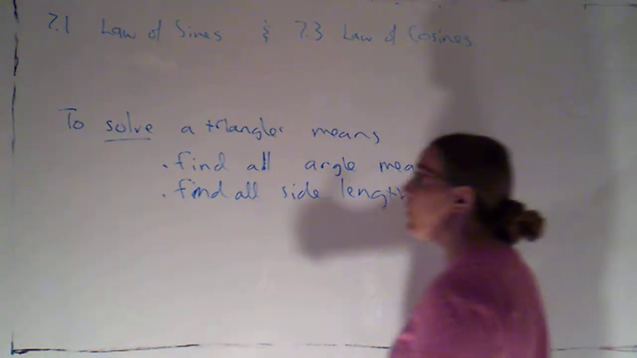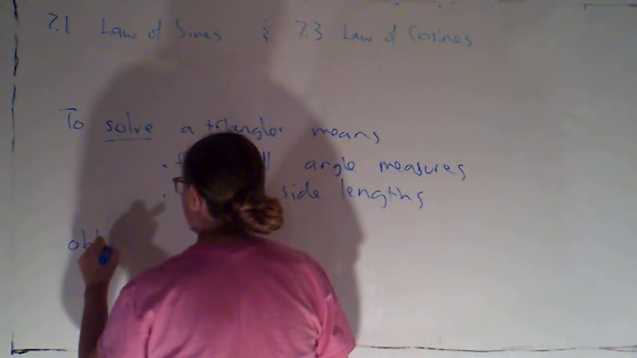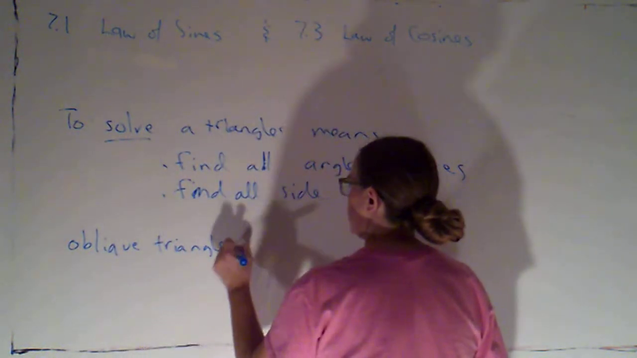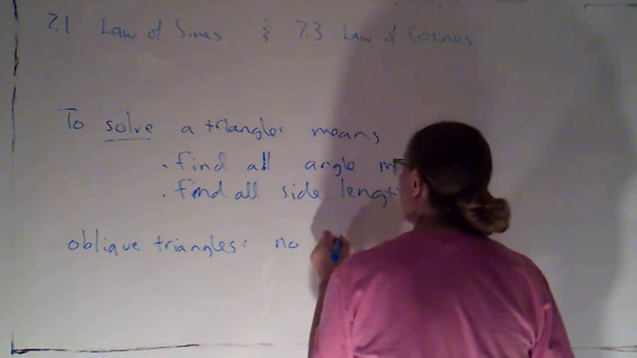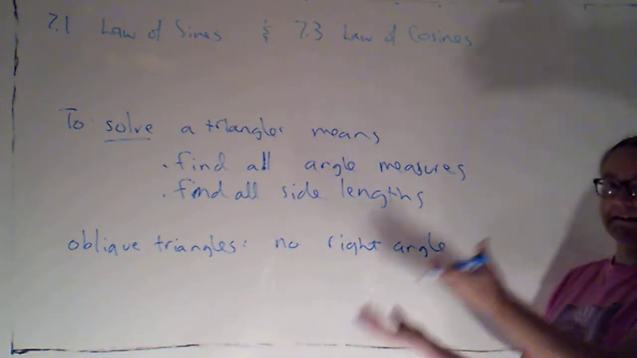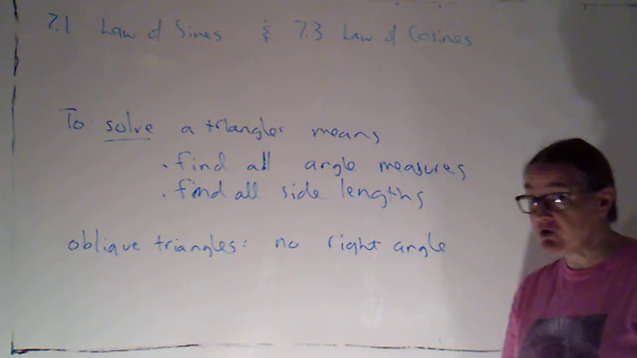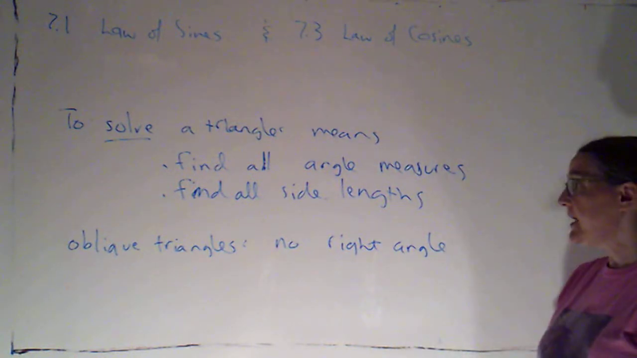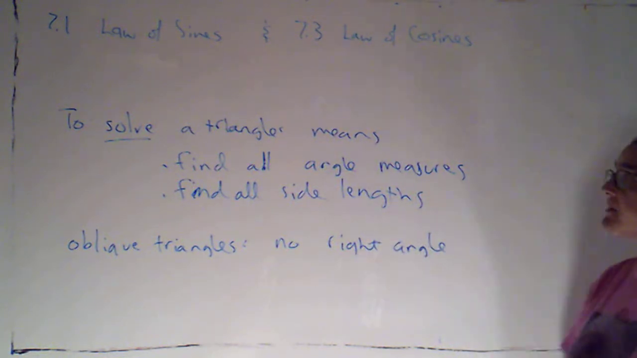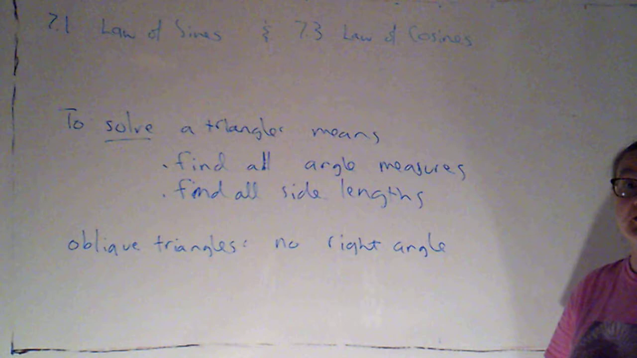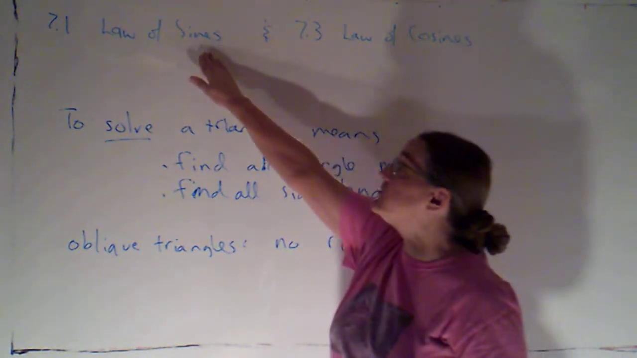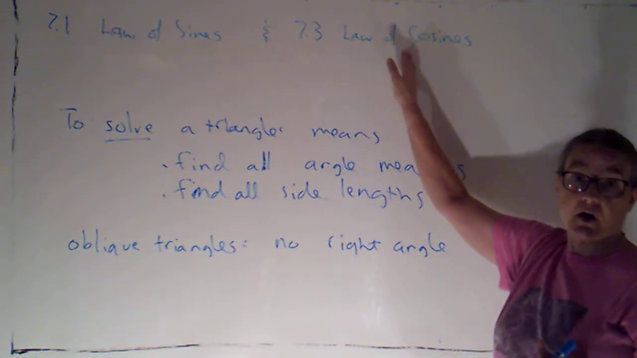Now, we're going to be solving oblique triangles. And those are just triangles that have no right angle. So if it's not a right triangle, it's an oblique triangle. It could be an obtuse triangle where one of the angles is obtuse. It could be acute where all three angles are acute. As long as none of them is a right angle, we call it an oblique triangle. Okay. Now, if I'm going to solve an oblique triangle, I'm going to need to use the law of sines and/or the law of cosines.